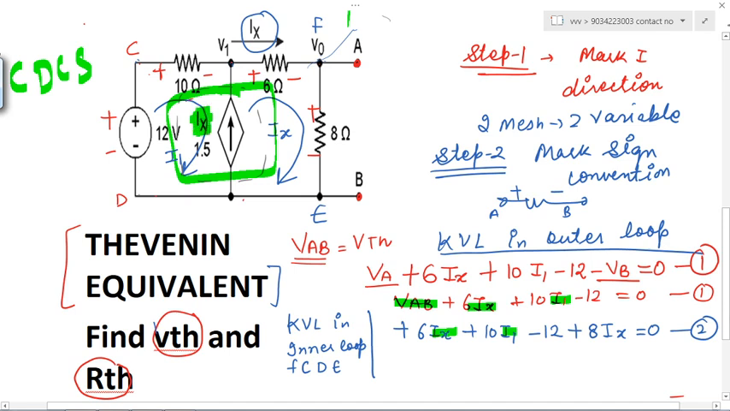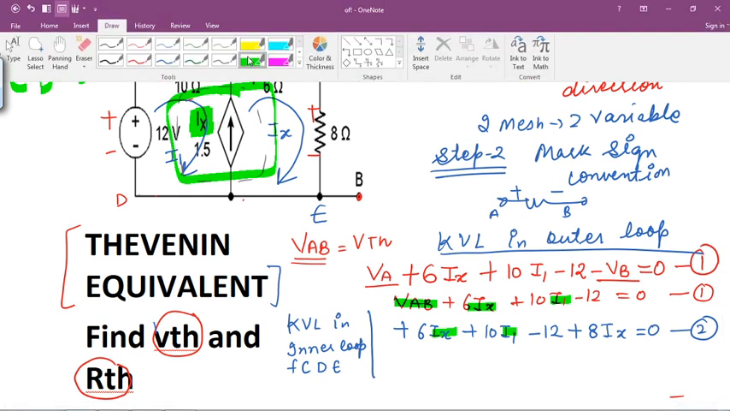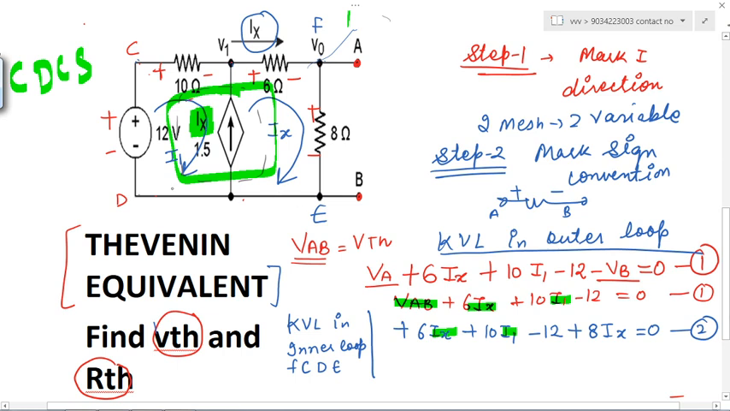It depends on ix. So it is current dependent. That's why it is called a current dependent current source. Current source, why? Because it is an arrow. And its value is related to ix. That's why it depends on current. So it will behave like a normal current source only.